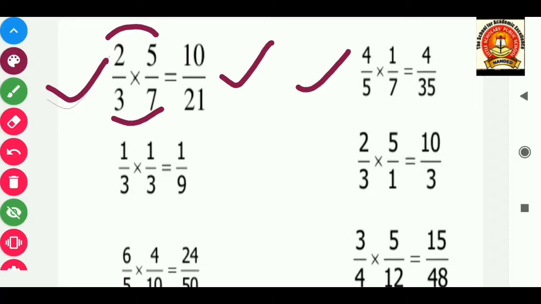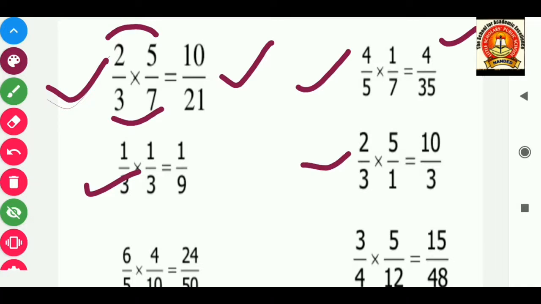In this example, 4 by 5 you have to multiply with 1 upon 7. 4 1s are 4 and 5 7s are 35, and 4 by 35 you cannot reduce again. This is your final multiplication. In this example, you are going to multiply 1 1s are 1, 3 3s are 9, so 1 upon 9 is the product of these two fractions.